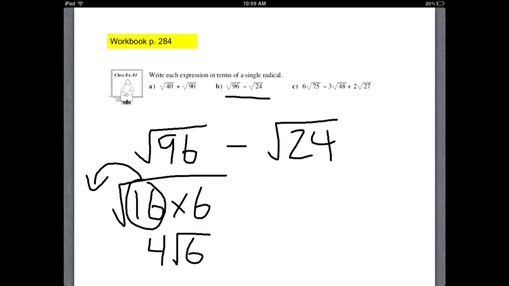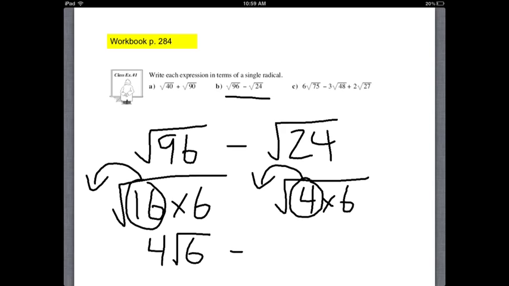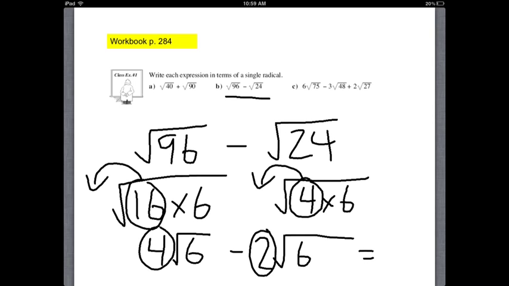Same with 24. 4 times 6 is equal to 24. That 4 can be brought out. So now root 24 can be expressed as 2 root 6. Now that they have the same radicands, we can subtract them. Remember, you only want to deal with the coefficients. So 4 root 6 minus 2 root 6 is equal to 2 root 6. That's going to be your answer.